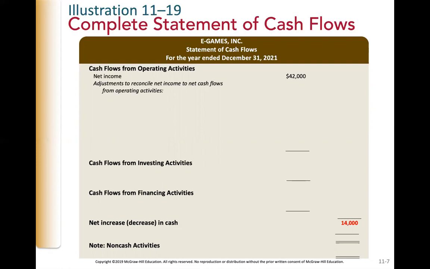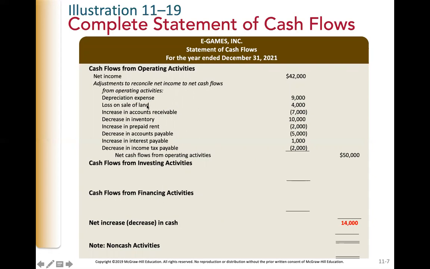So in looking back at the video from the cash flows from operating activities, we list out all the adjustments to reconcile net income to net cash flows from operating activities to get net cash flows from operating activities of $50,000. Then from our investing activities video, we had net cash flows from investing activities of negative $29,000. Remember, we only had the purchase of investments and the sale of land. That purchase of equipment was by the issuance of a note payable. So we do not have that in the investing activities section.